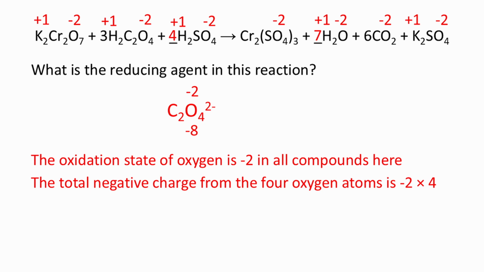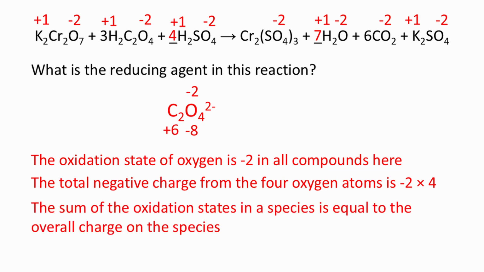Next, we will work out the oxidation state of carbon in the ethane dioate ion, C2O4 2-. Because the oxidation state of oxygen is -2 here, the total negative charge from the 4 oxygen atoms is given by -2 multiplied by 4, which is -8. The sum of the oxidation states in a species is equal to the overall charge on the species. There must be a +6 charge coming from the 2 carbon atoms. +6 minus 8 equals -2, where -2 is the overall charge on the ethane dioate ion. Because the +6 charge comes from 2 carbon atoms, each carbon atom must have an oxidation state of +3.